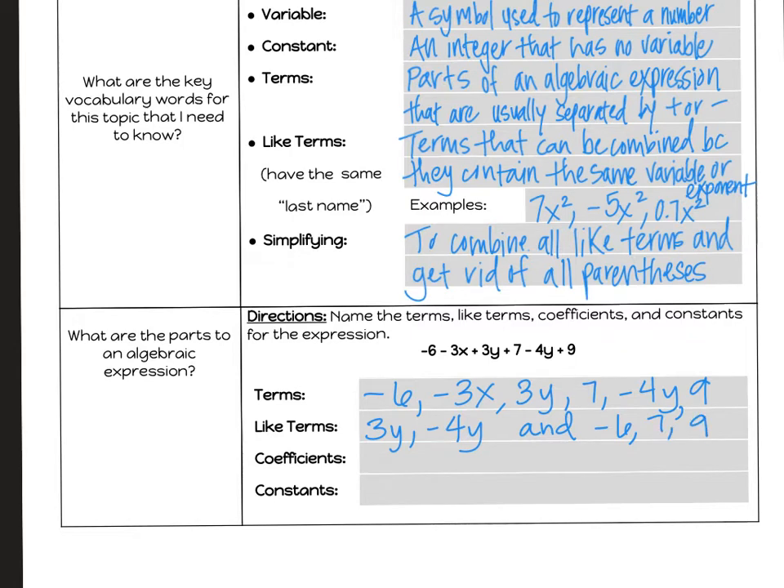Our coefficients are those numbers that are in front of variables. So we have -3, it's in front of the y. We have +3, it's in front of a y, and we have -4, that's also in front of a y. And then lastly, we have our constants. So these are our integers without a variable, and here we have -6, +7, and +9.